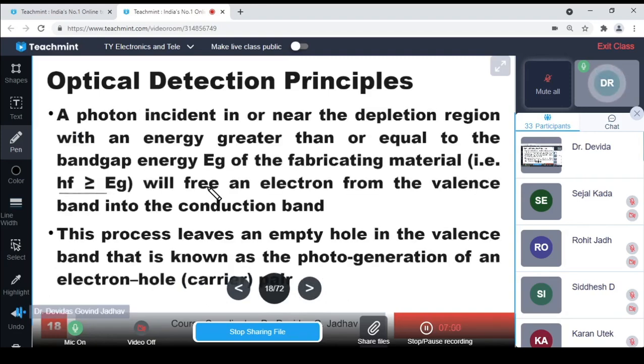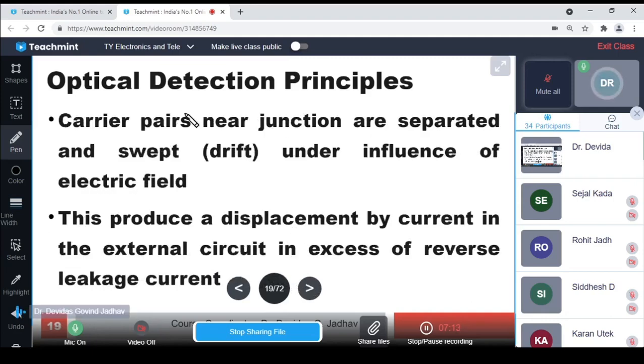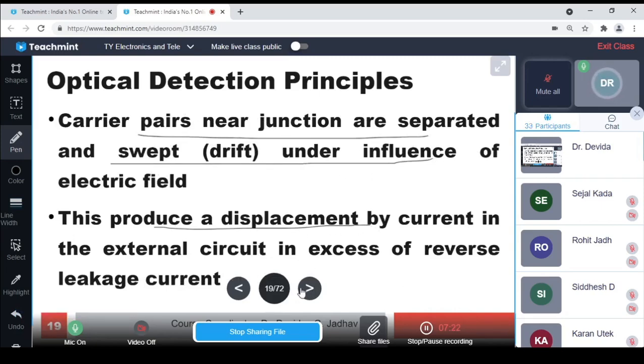electron and leaves an empty hole in the valence band. So it creates an electron-hole carrier pair. As the carrier pair near the junction is separated, it undergoes drift under the influence of the electric field and produces the displacement current, which is the external circuit current, or photocurrent, in excess of the reverse leakage current. It is in addition to the reverse leakage current, and that addition is the photocurrent.